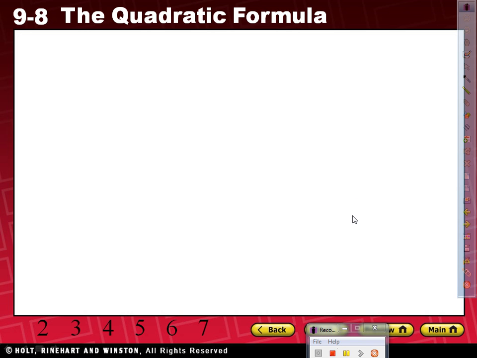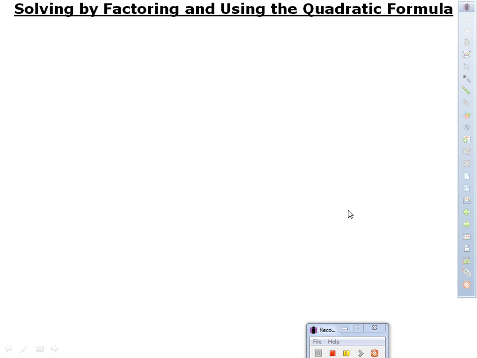Here we go. Example 1. Copy this down, please. And I want you to write: solve by factoring and using the quadratic formula. Example 1. So let's call it example Q. How about that? And here's the equation: y equals negative 3x squared minus 9x minus 6.